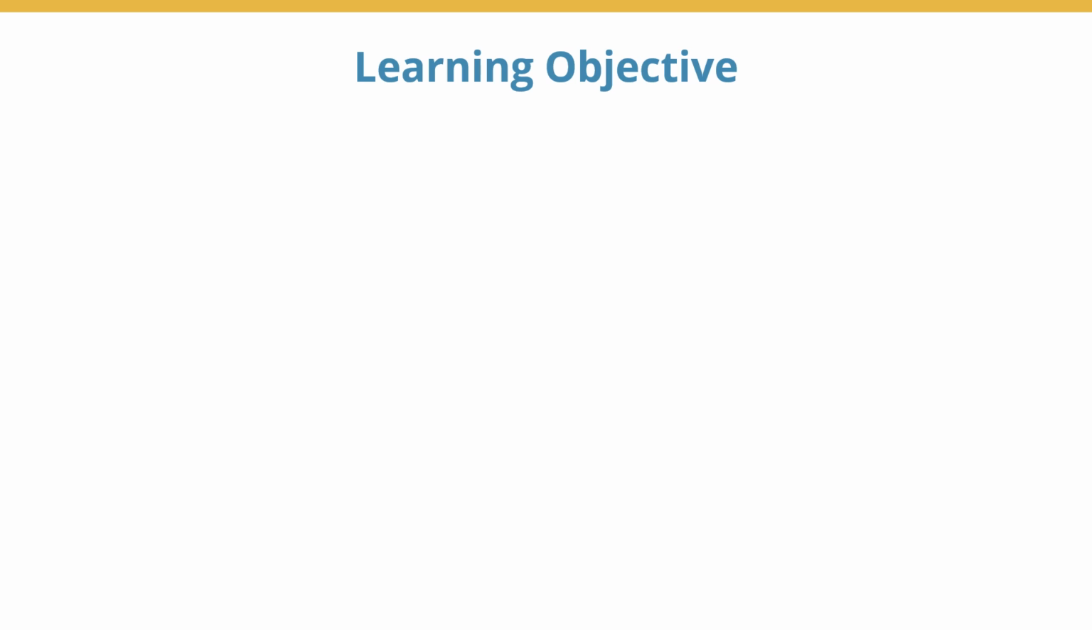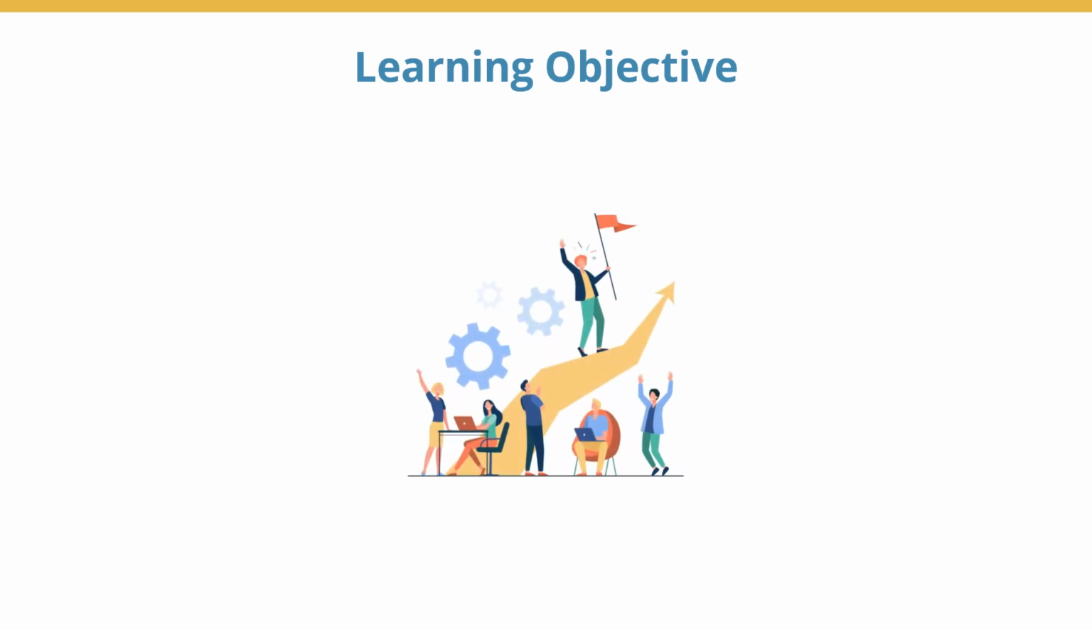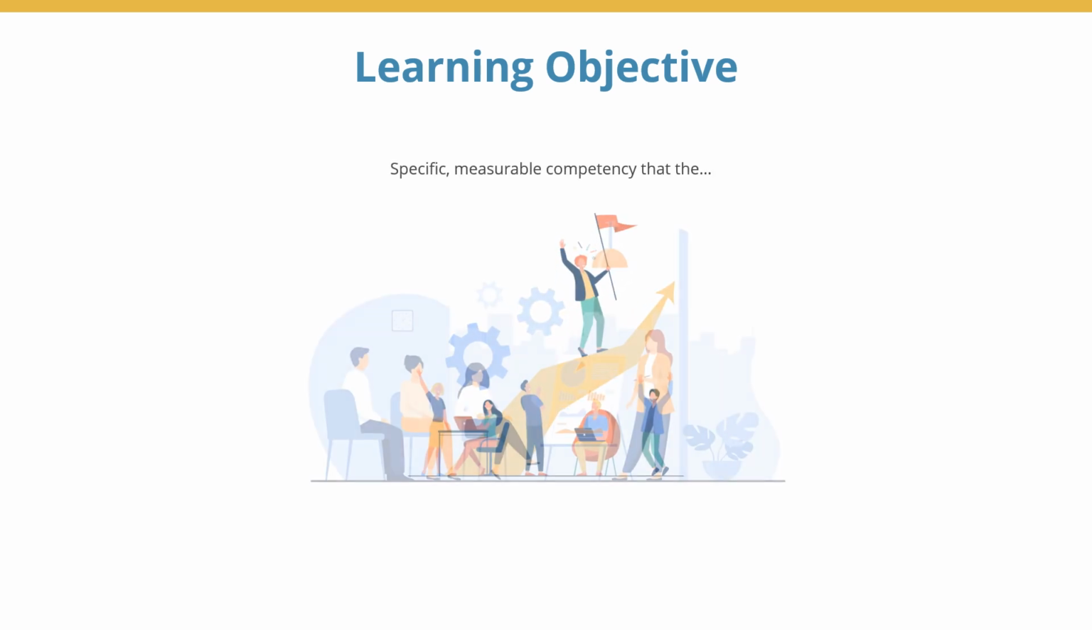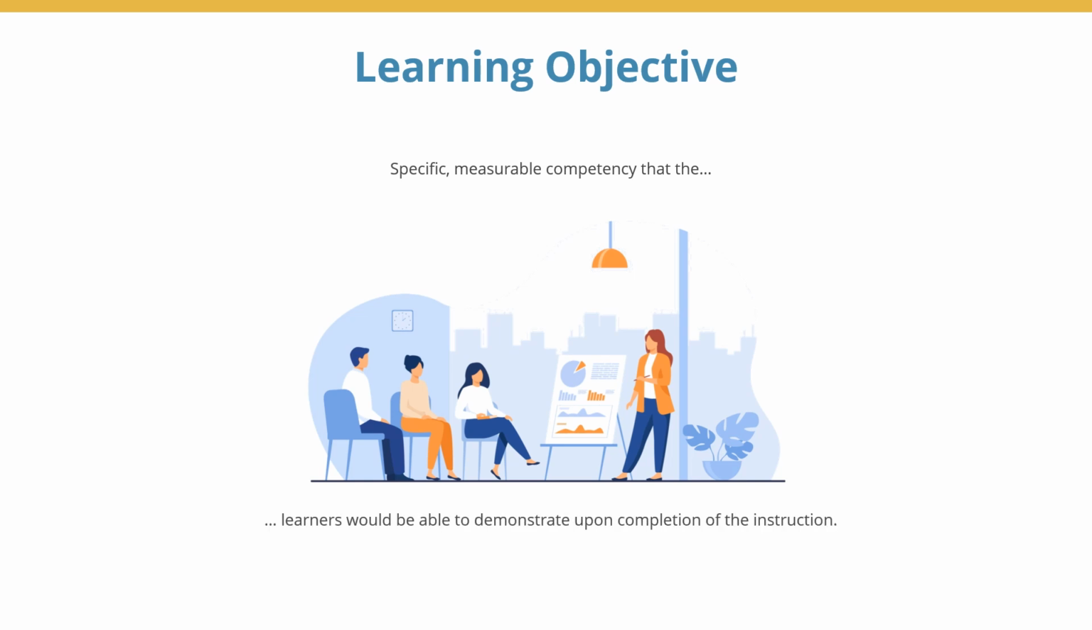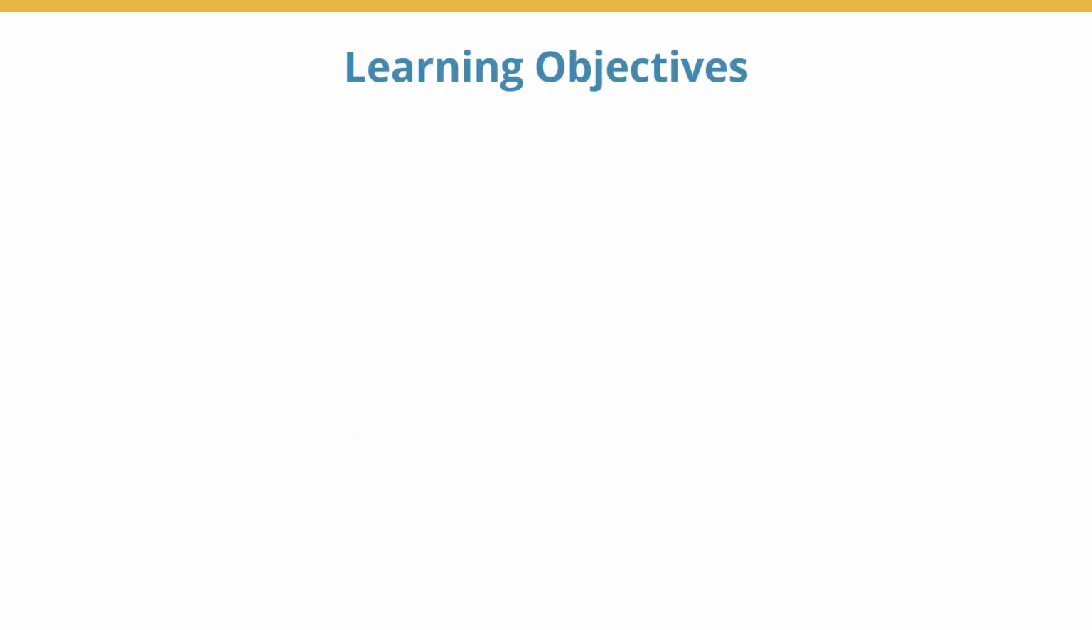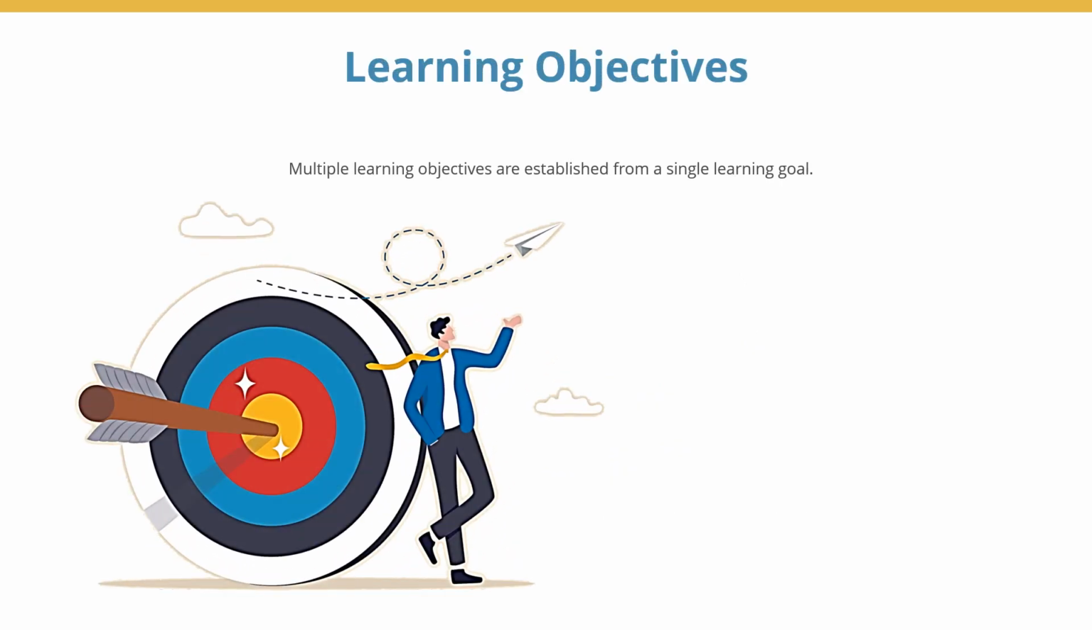A learning objective, on the other hand, is a specific, measurable competency that the learners would be able to demonstrate upon completion of the instruction. In fact, multiple learning objectives are established from a single learning goal. They describe the short-term tasks that the learners would be able to do to achieve the learning goal.